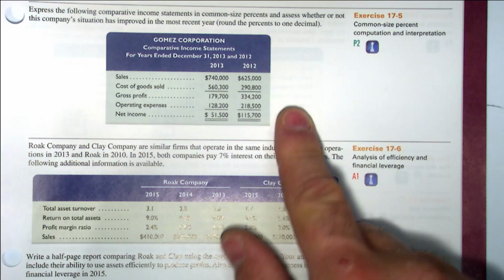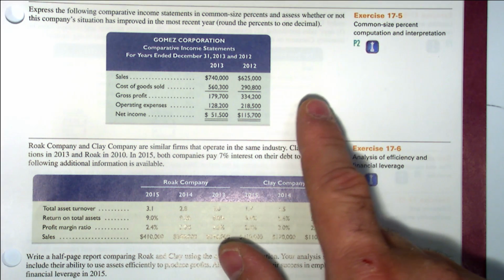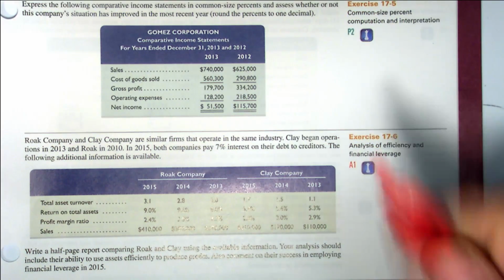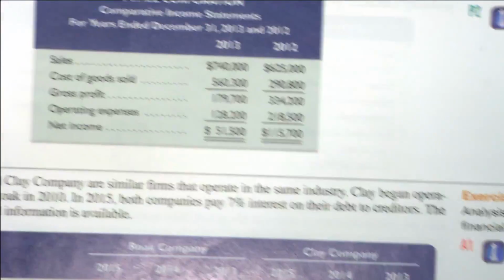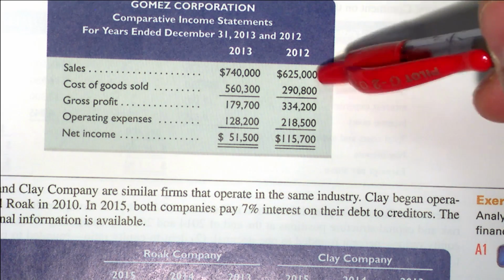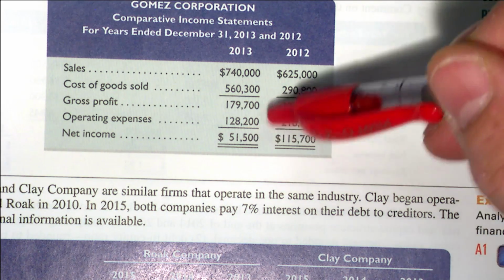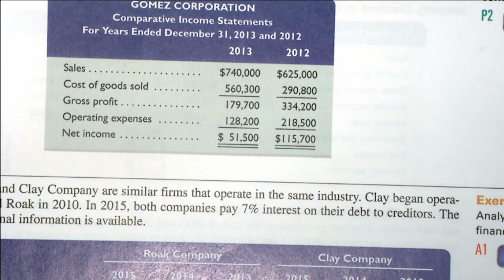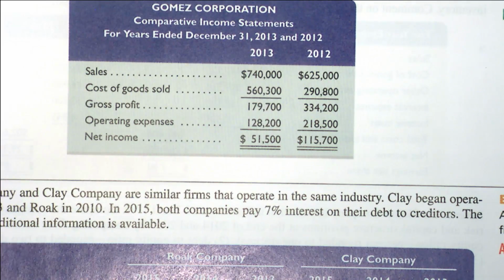Okay, they want us to do vertical analysis, and they want us to divide. What we're going to do is, let me zoom in here a little bit. We're going to divide each one of these amounts by the sales number to figure out what percentage of sales it is. Is that correct? Okay. So once we do that, here is what we get.